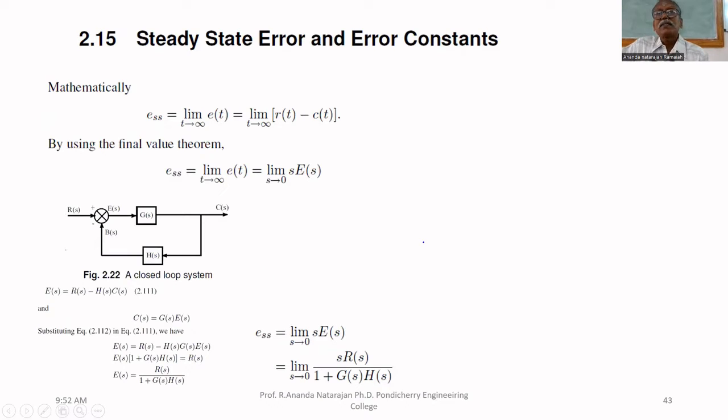Today we are going to see some more examples on time domain analysis. Steady state error and error constants. Already I told you what is steady state error.